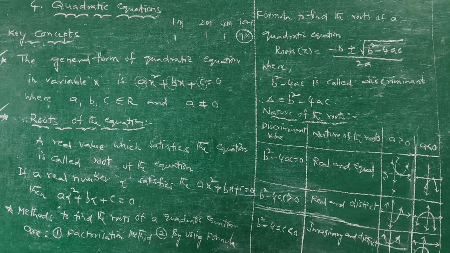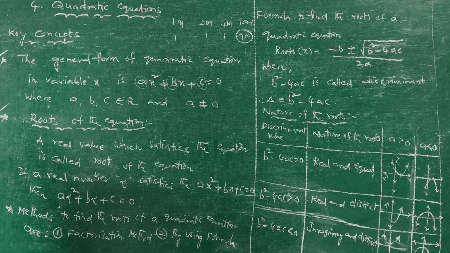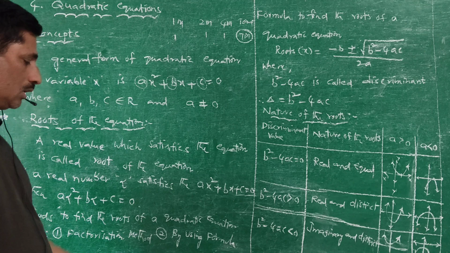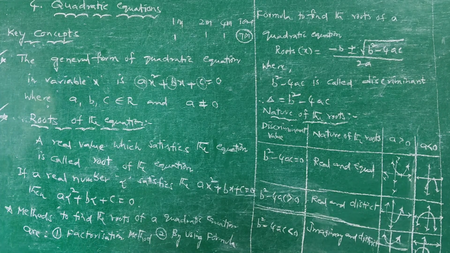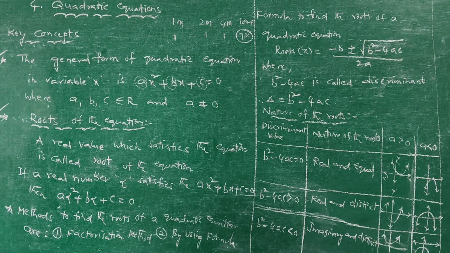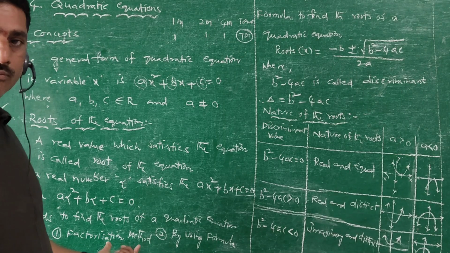Then what methods do we have to find the roots of quadratic equations? We have two different methods. One is the factorization method, another is by using a formula. In the factorization method, you know that by splitting into two linear factors and equating the factors to 0, you will get the roots of the quadratic equation.